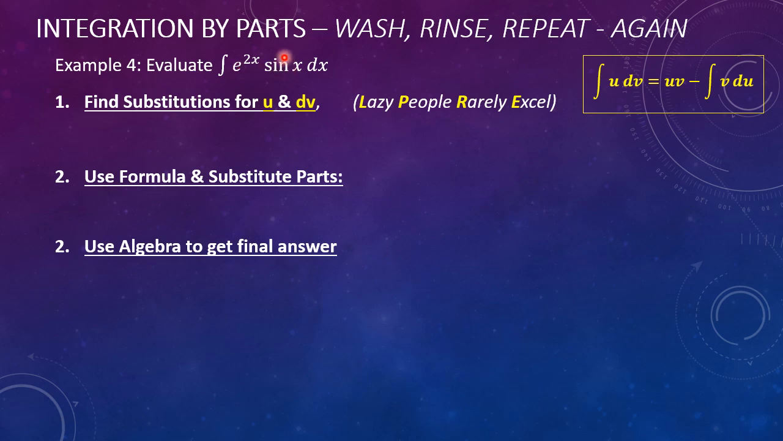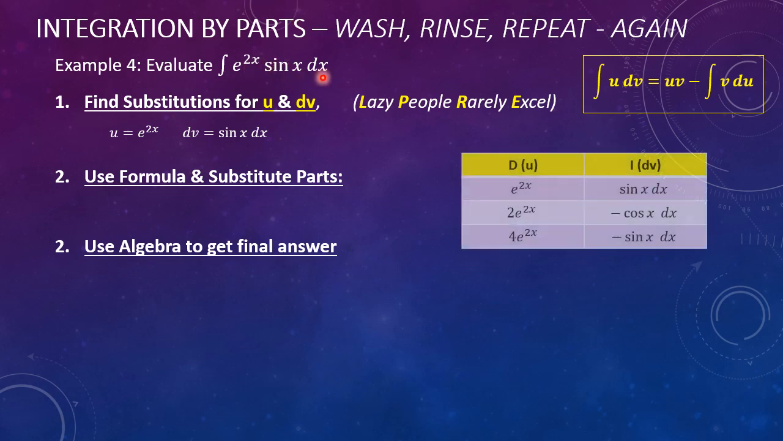Okay, no logs, no powers, no radicals, but we do have an exponential. We got all the way to lazy people rarely excel. So we're going to set u equals e to the 2x, and then our dv is everything left, which is sine x dx. Well, notice if we start differentiating e to the 2x, we get 2e to the 2x, then we get 4e to the 2x. We're never going to get to 0 again.